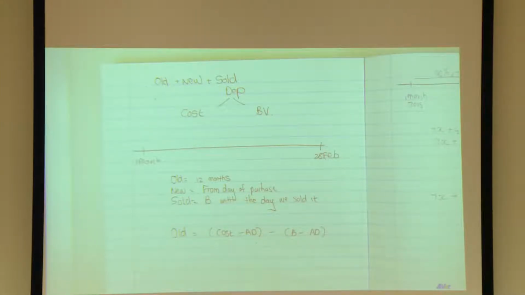Okay. So these are the fundamentals that you need to remember when you're calculating depreciation. Old plus new plus sold. Advice, write your calculations in an orderly manner: old, new, sold. The old plus the new is always added together. Why? When we show the depreciation, the old plus the new is always added together. Why?